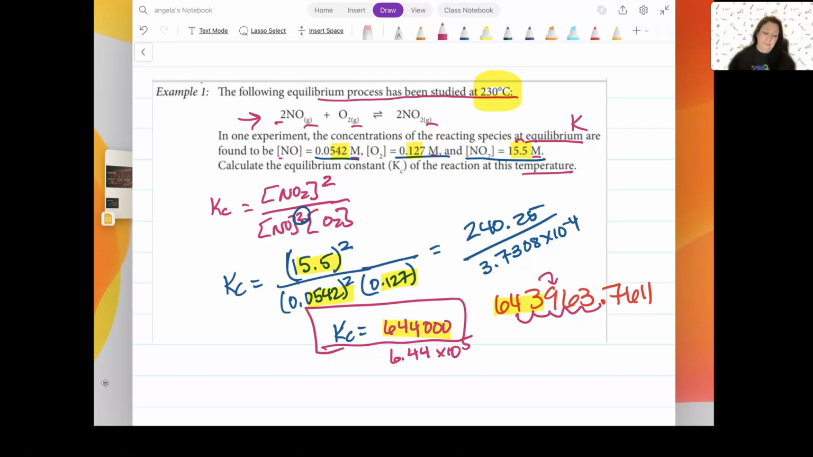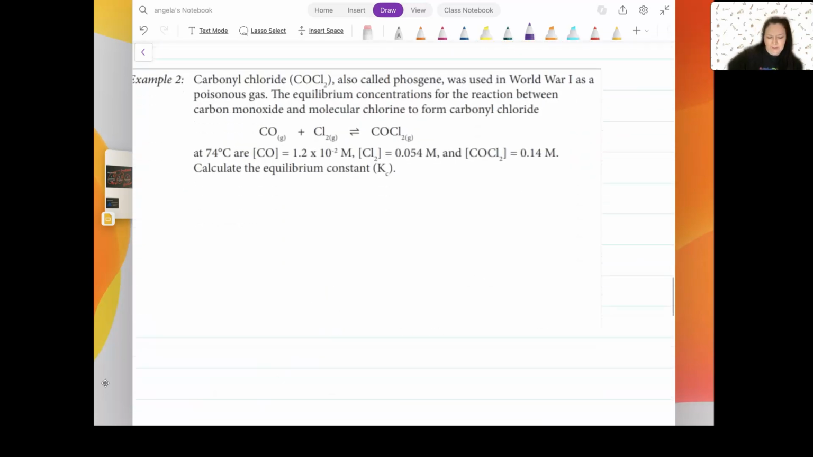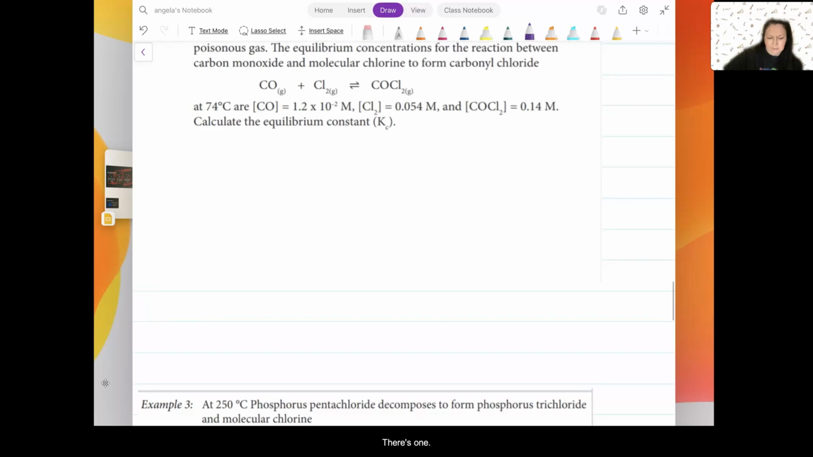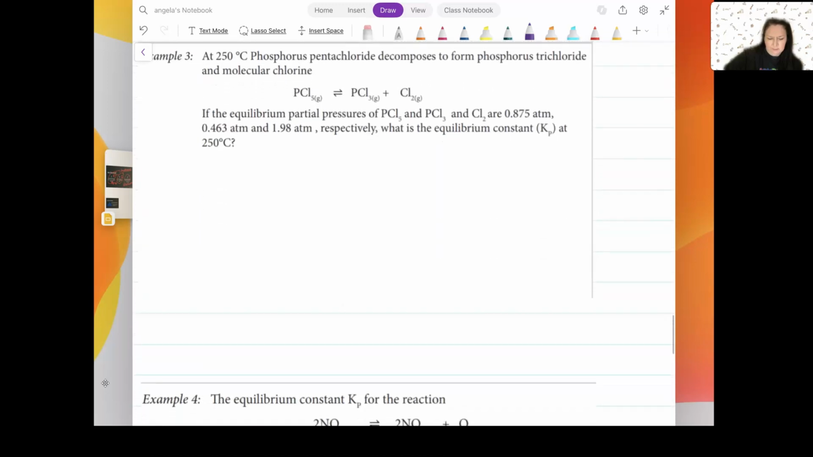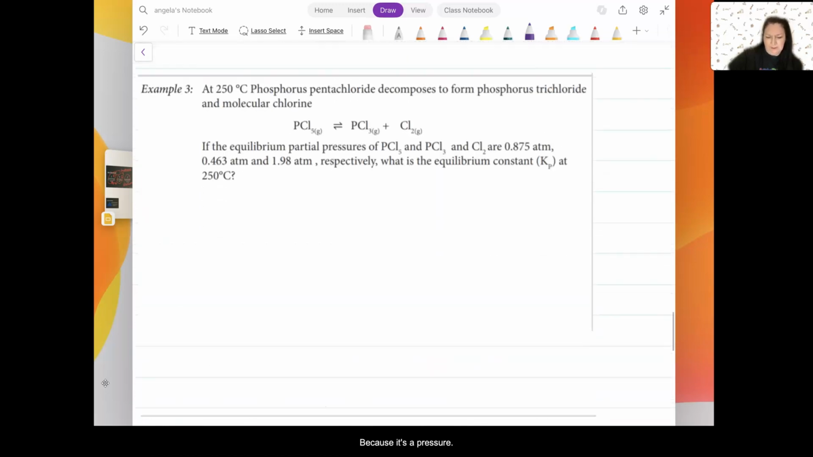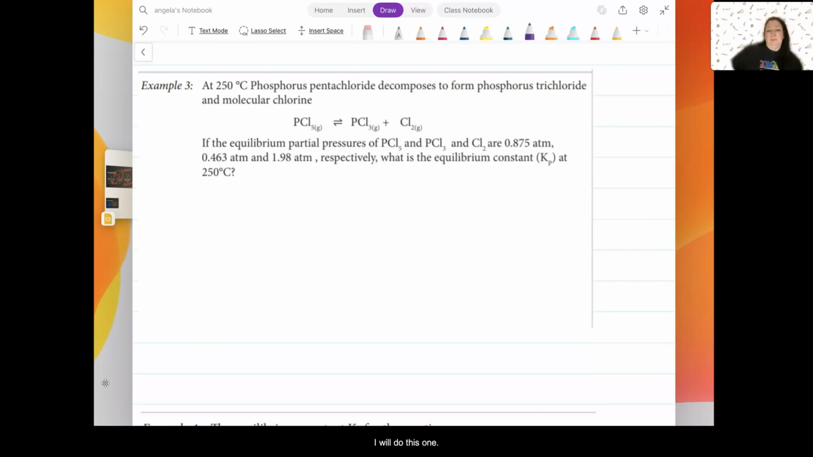Yay or nay? Process that. Okay, I have a few more. There's one. I'm going to do that. I'm going to do 3 because it's a pressure. I will do this one.